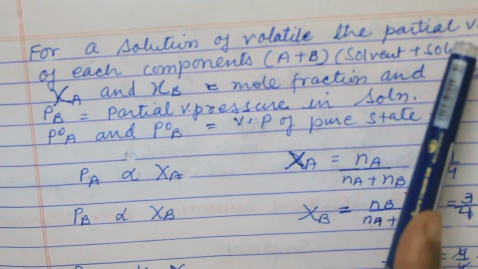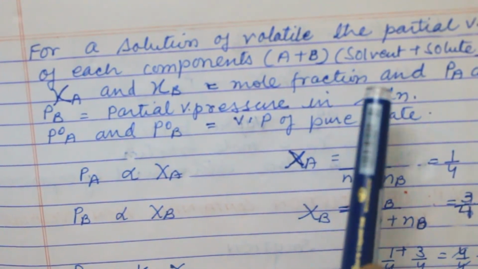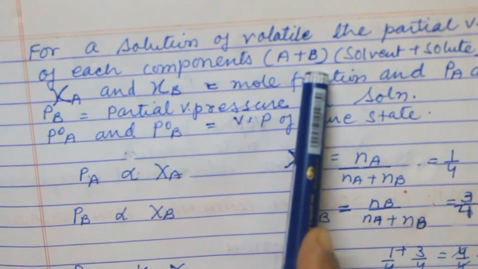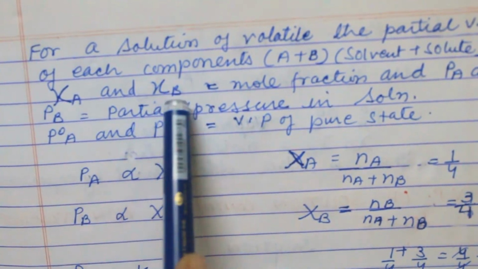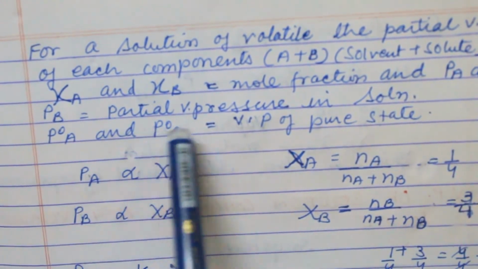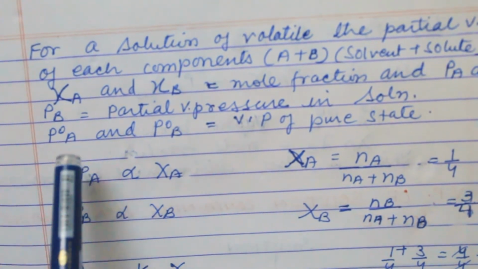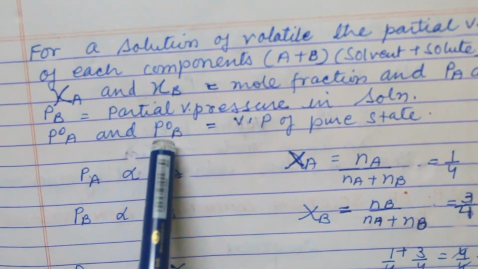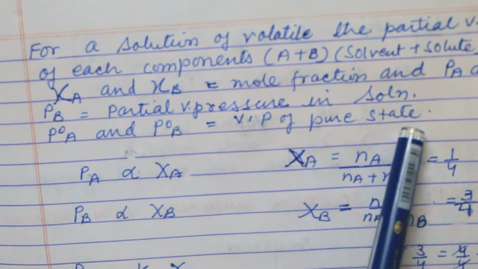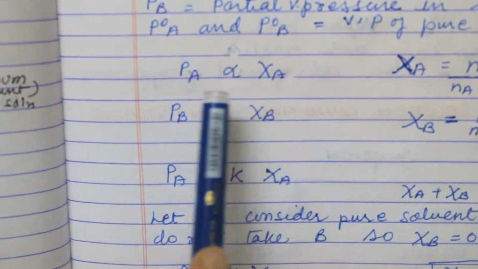For the volatile liquids, there is partial vapor pressure, that means the pressure of A plus B. Zeta A and zeta B are the mole fractions, and PA and PB are the partial pressures. P naught A and P naught B are the pressures in the pure state. So this is the equation.